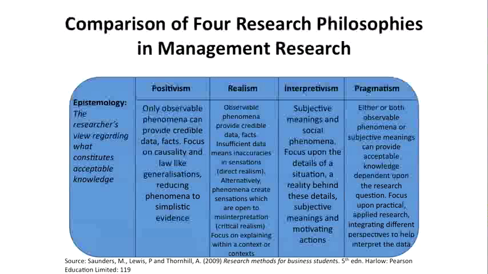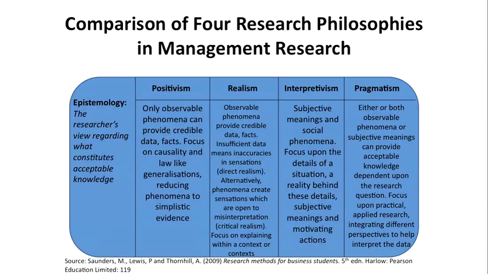Moving on to the epistemological assumptions that drive our research, which is what is it possible to know and how is it possible to know it? From a positivistic perspective, only observable phenomena provide credible data or facts. So it's looking at causality, the relationship between variables, or generalizations, or reducing phenomena to simplistic evidence. So sometimes called a more reductionist approach to research. Realism posits, from an epistemological perspective, that only observable phenomena provide credible data and facts, and insufficient data means inaccuracies in sensations. Alternatively, phenomena create sensations which are open to misinterpretation. So the focus is on explaining within a context or contexts. So it draws upon quite similar ideas to what would be considered positivistic.